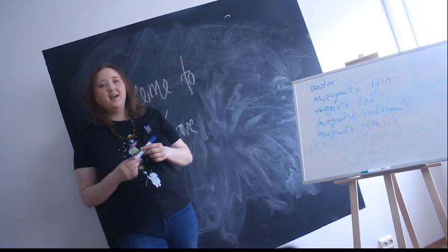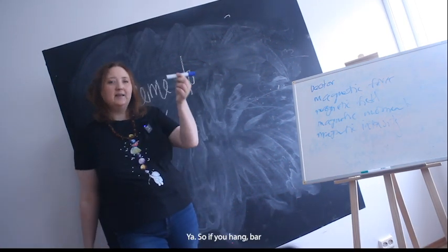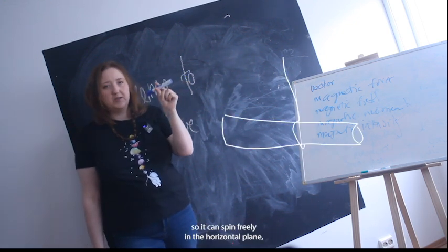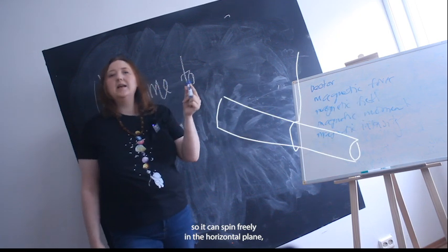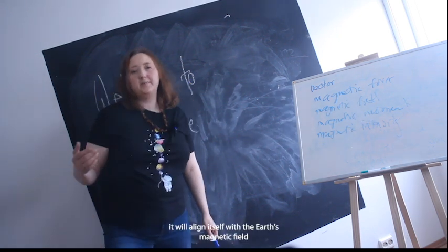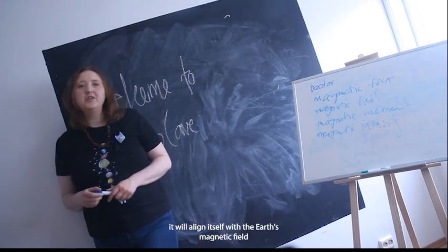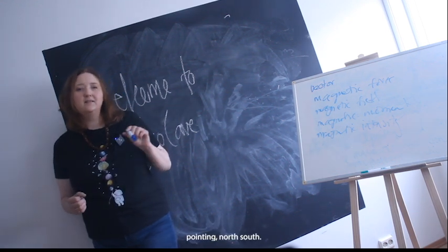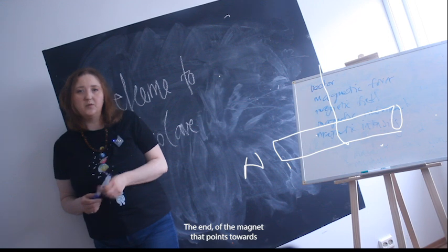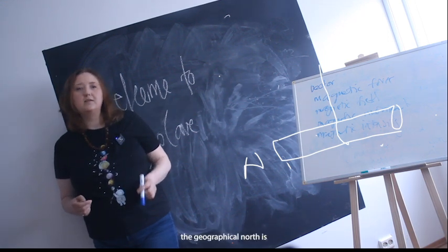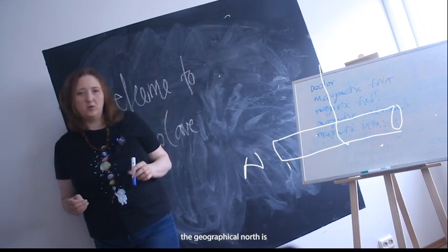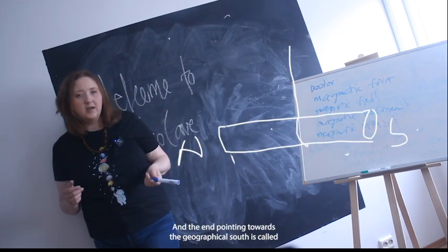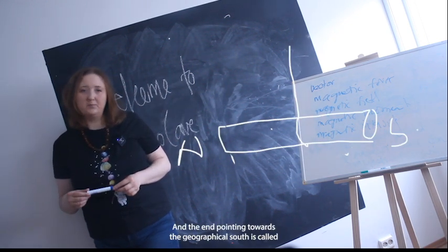So if you hang a bar-shaped steel magnet on a thread so it can spin freely in the horizontal plane, it will align itself with the Earth's magnetic field, pointing north-south. The end of the magnet that points towards the geographical north is called the north-seeking pole, and the end pointing towards the geographical south is called the south-seeking pole.